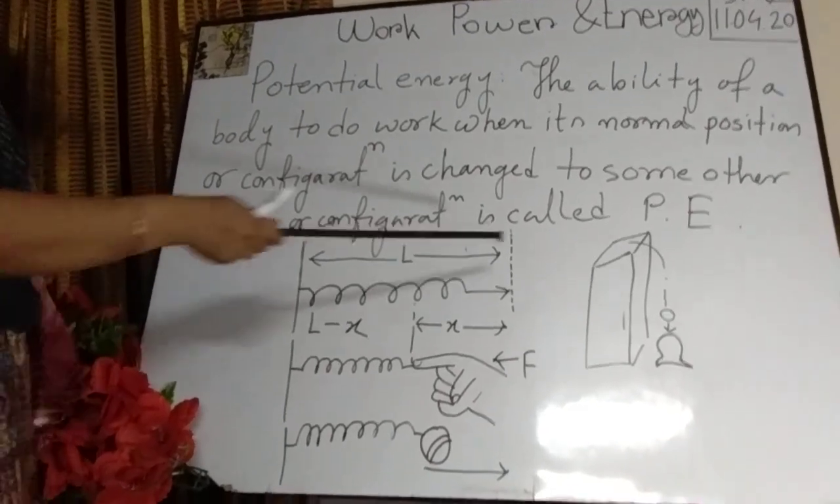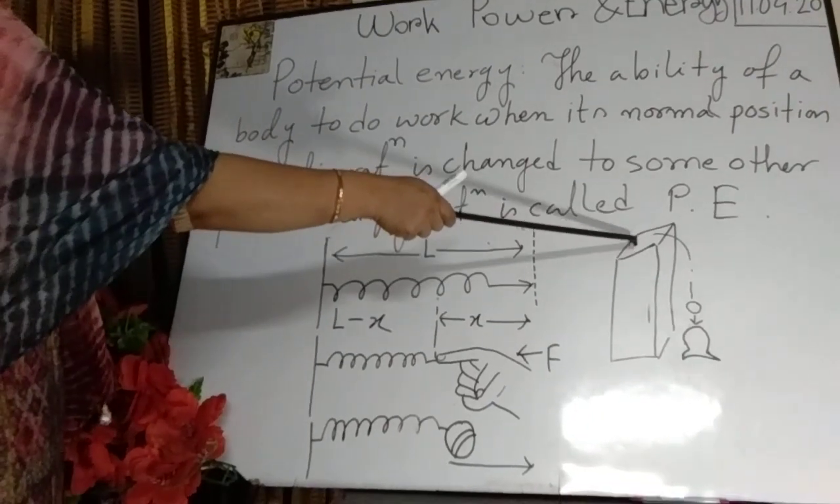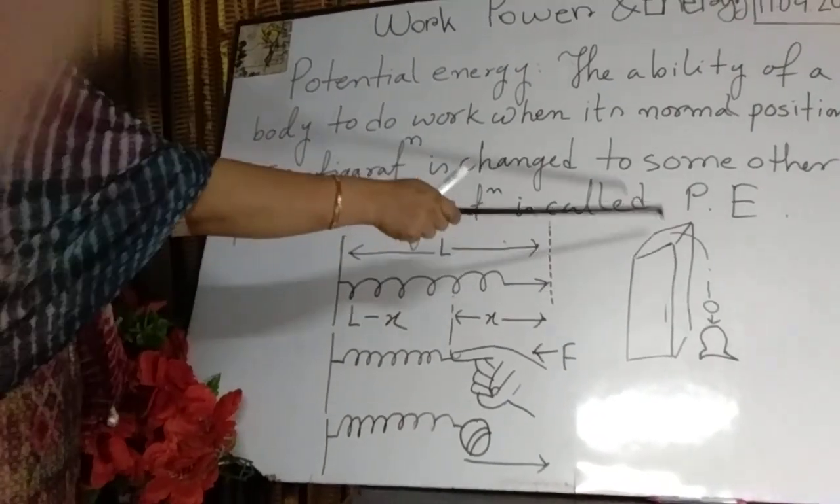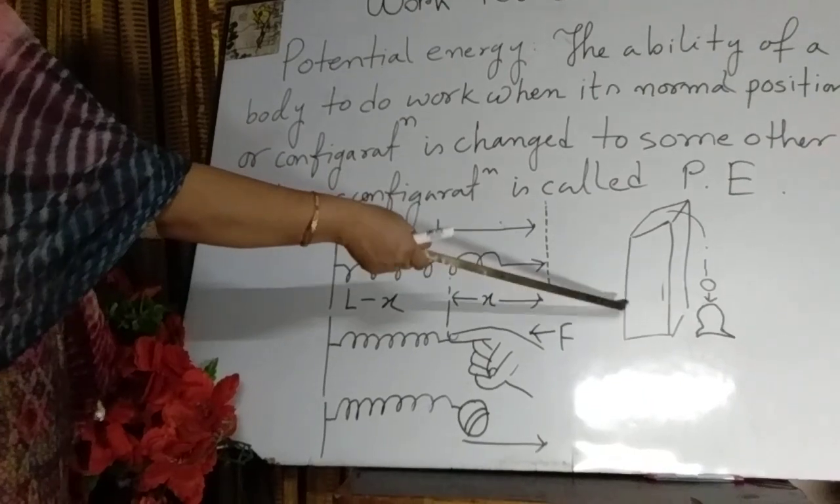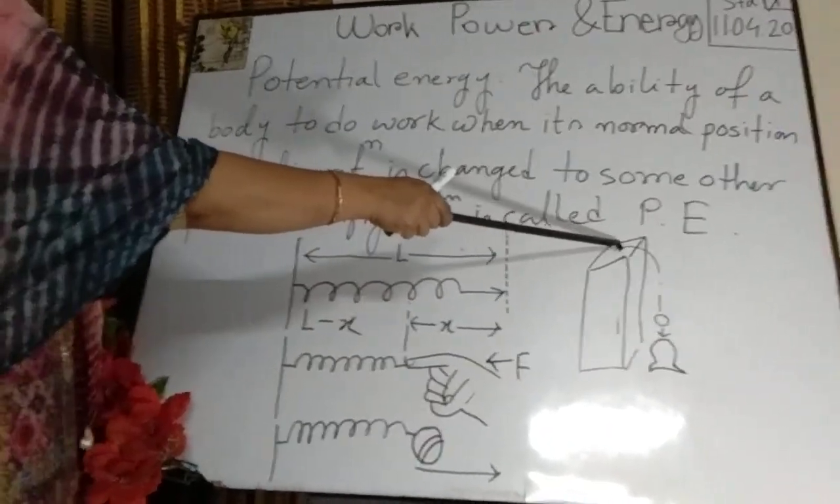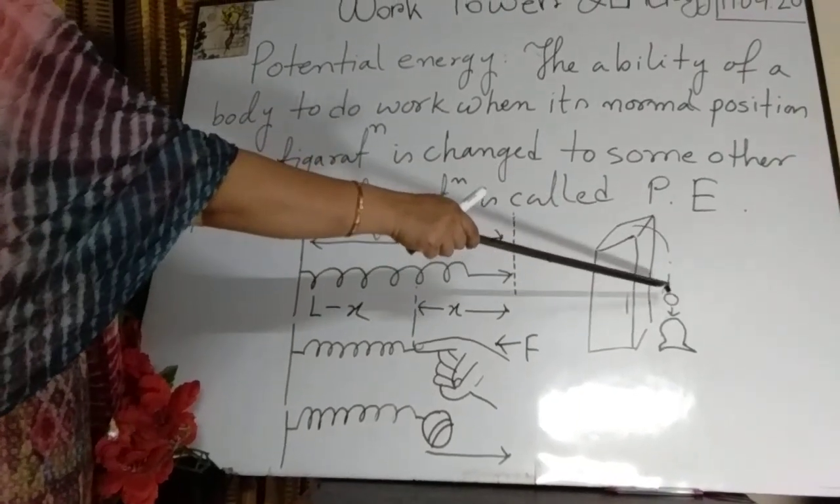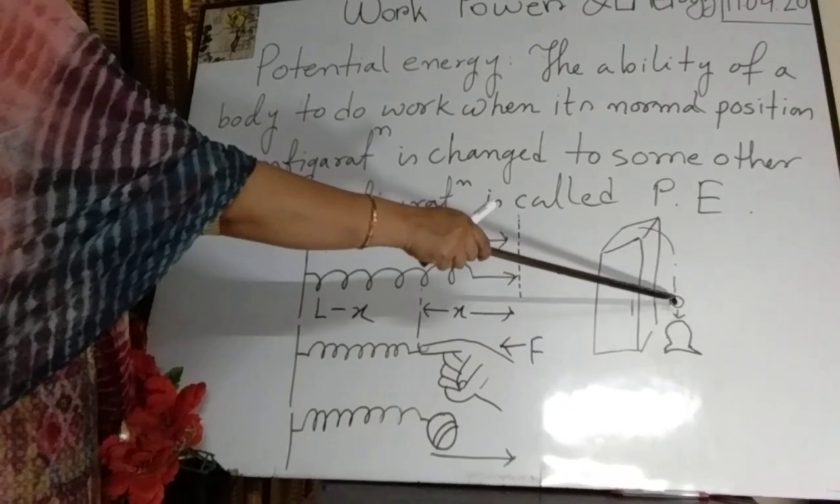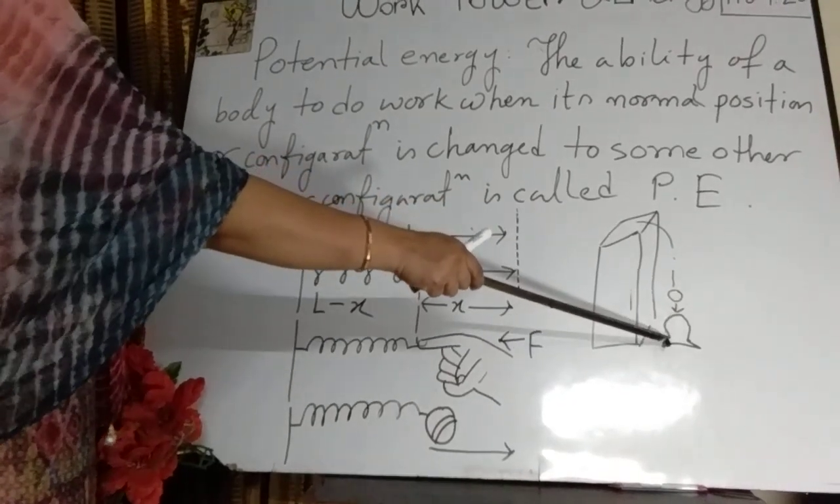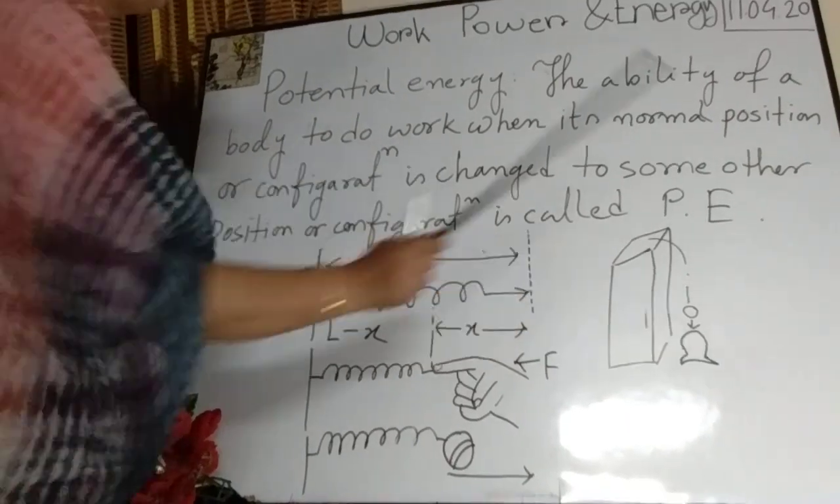Look everybody, I have drawn a figure here. Here I wanted to draw a building. So think it is a building, and there was a stone on the roof of the building. The stone is falling down, and it falls on an object that is kept on the ground.